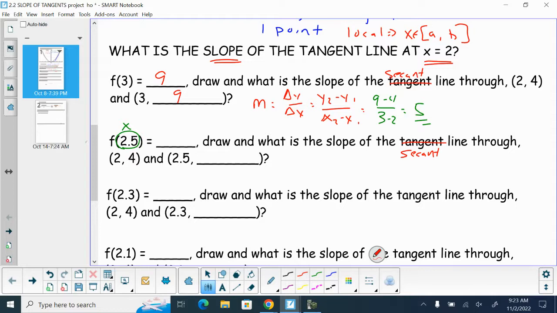The question is, what is our y value at 2.5? Our y value at 2.5 would be what, Justin? 6.25. So we can now find the slope of this line by once again using my delta y over delta x.